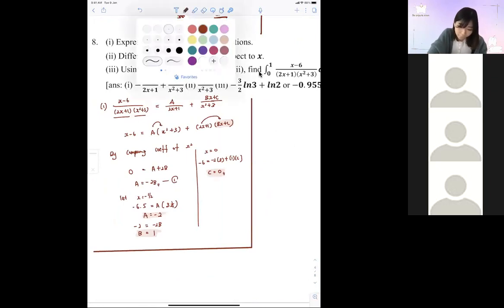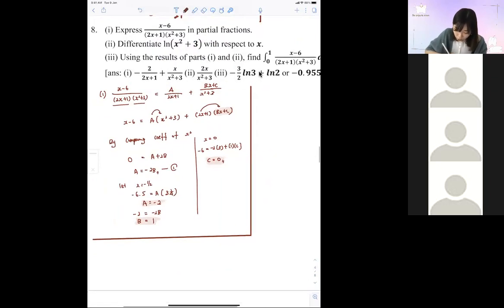Yes, I'm done. Okay, so now they ask you to differentiate ln for part 2. Differentiate ln of x squared plus 3 over dx. So differentiate of ln is 1 over the bracket times differentiate of the bracket. So 2x over x squared plus 3.